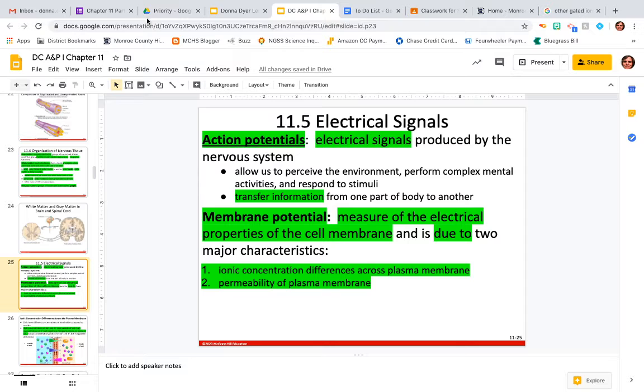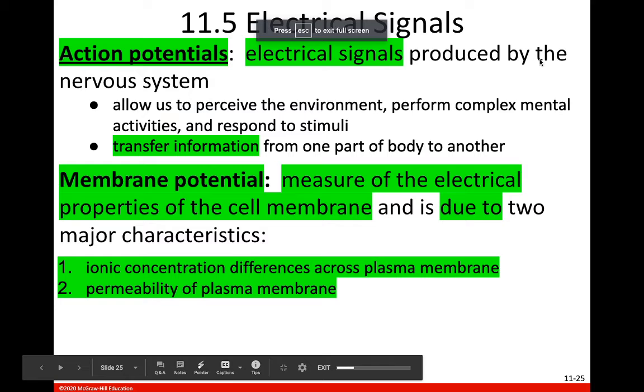Hope you did well with your information from yesterday. We're going to continue with chapter 11 today. This is going to be a little bit longer, but this is, I guess, what you would call the hard part.